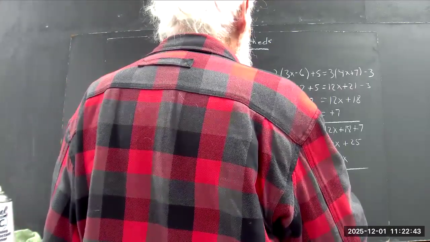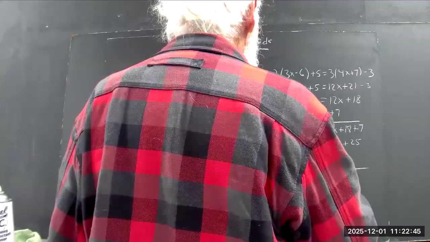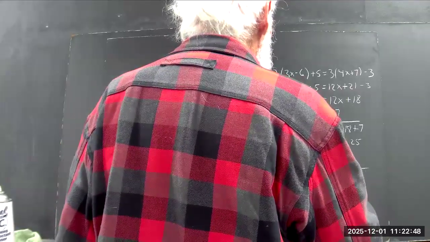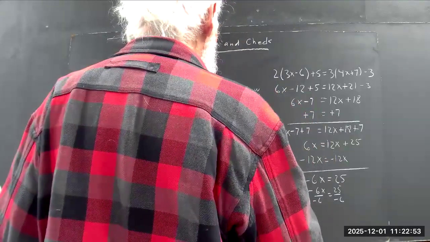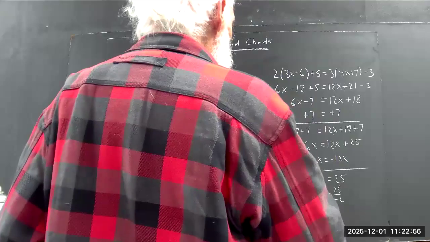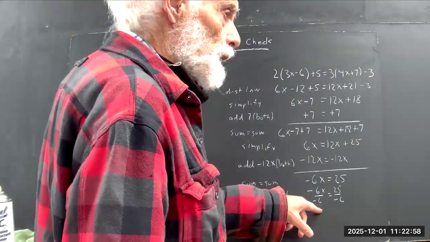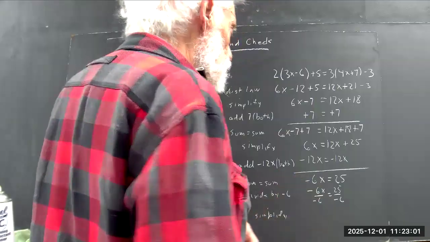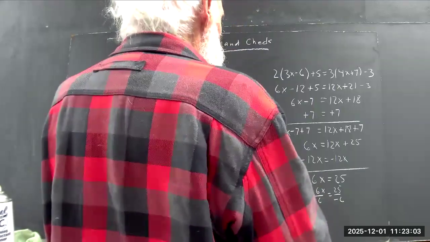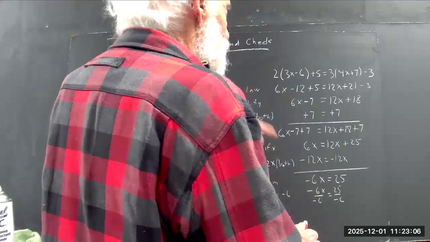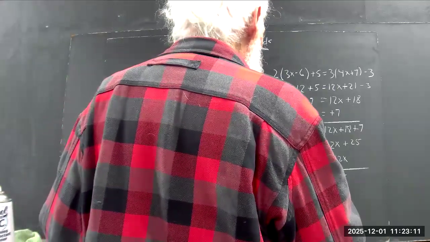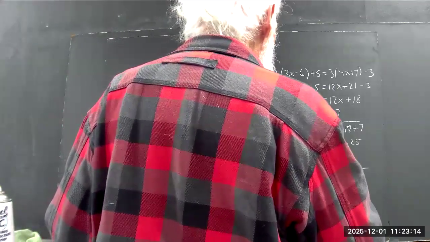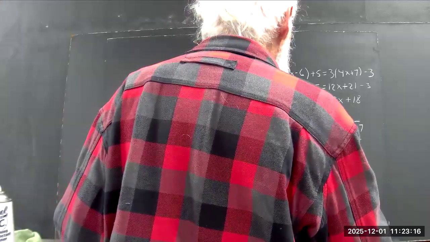We get negative 6x over negative 6 equals 25 over negative 6. Simplify, negative 6 is the denominator and it's a factor of the numerator. We could rearrange this as negative 6 over 6 times x over 1 and see clearly that the negative 6's divide out, leaving us with just plain old x equals negative 25 over 6.